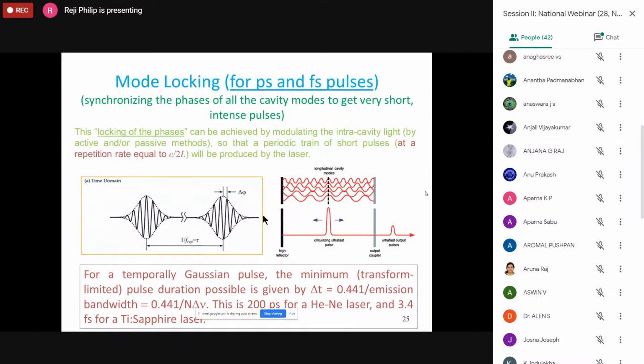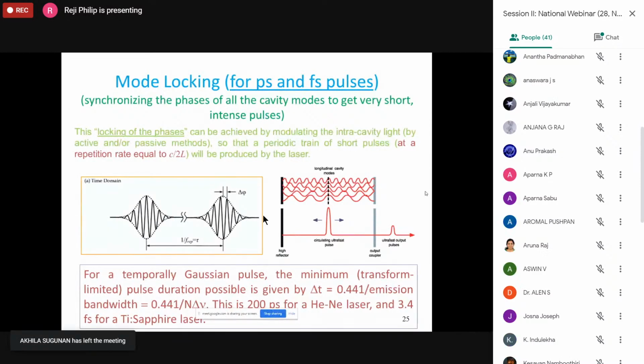And in that 13 nanometers, there are lots of frequencies. These frequencies are very adjacent to each other. They are very close to each other. Actually, the frequency separation and the pulse repetition rate are the same. Both are given by c/2L. So this frequency separation is only 82 megahertz in our case.